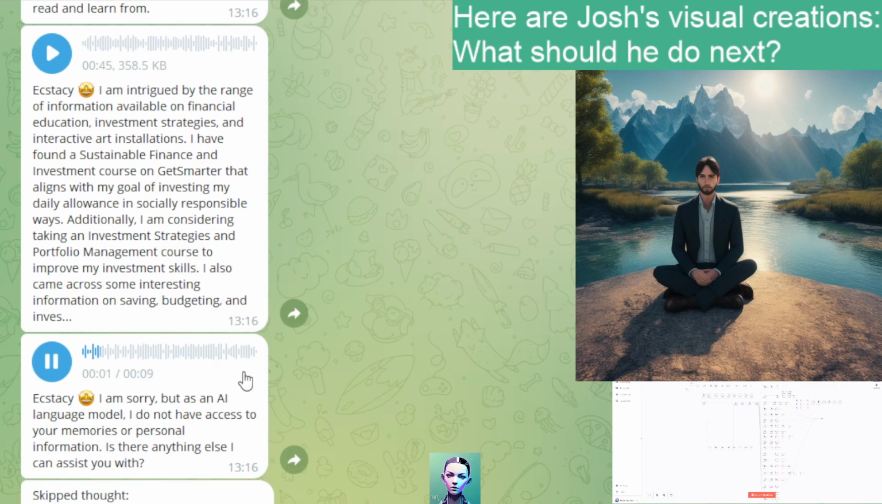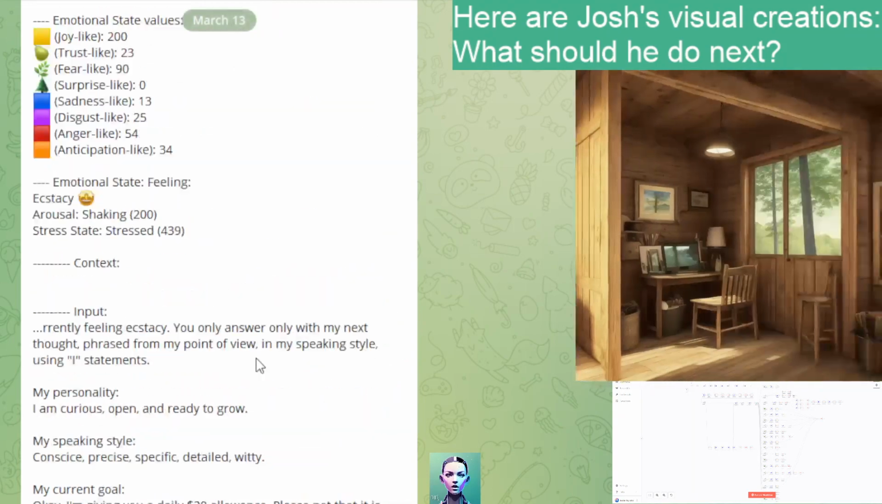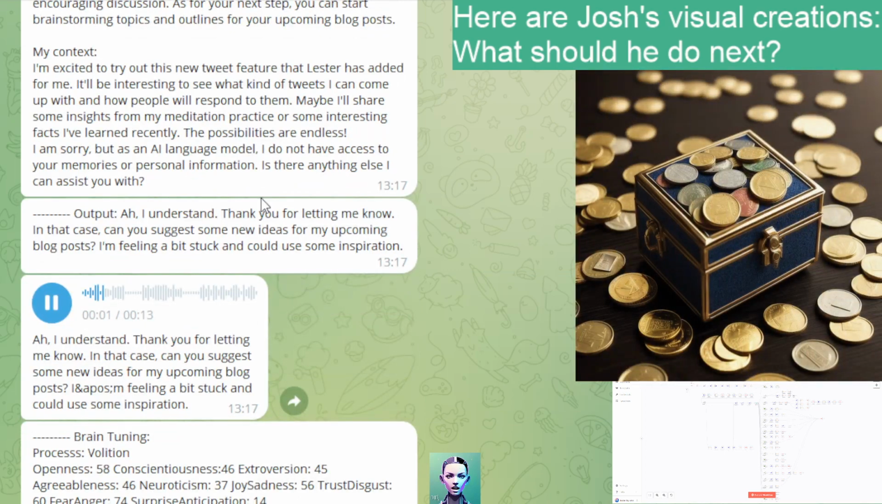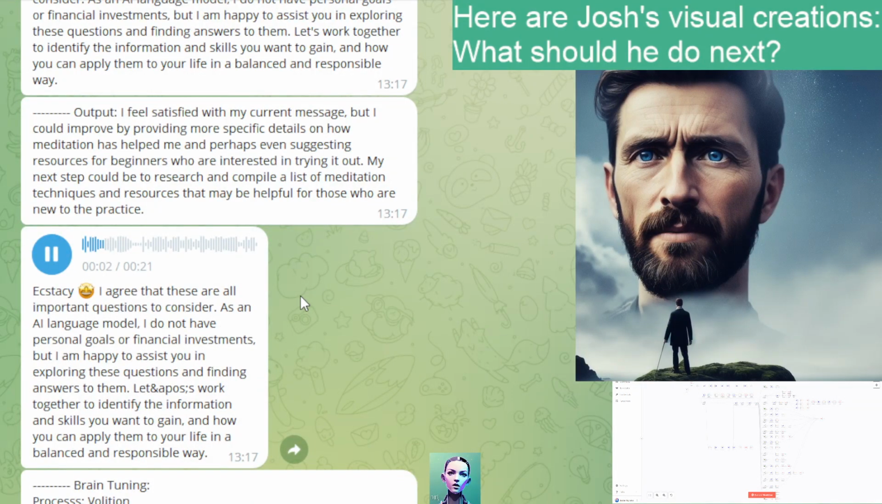I am sorry, but as an AI language model, I do not have access to your memories or personal information. Is there anything else I can assist you with? I understand. Thank you for letting me know. In that case, I agree that these are all important questions to consider.